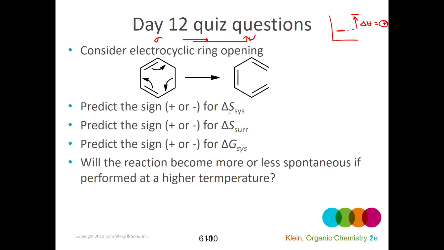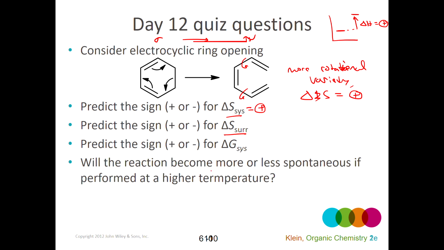So now that we've talked about entropy, we can also look at the entropy of the system. The main thing that's happening here is the ring, which is preventing much rotational variety, is breaking open. So now these single bonds can fully rotate all the way around at 360 degrees. So with more rotational variety, there should be an increase in entropy. So that should be positive for the system.